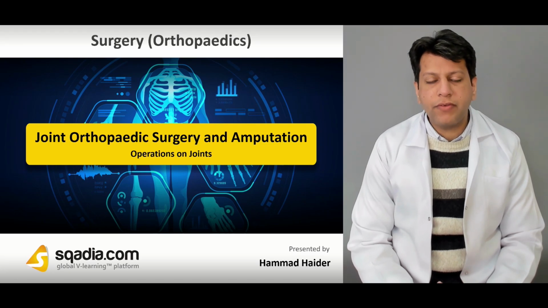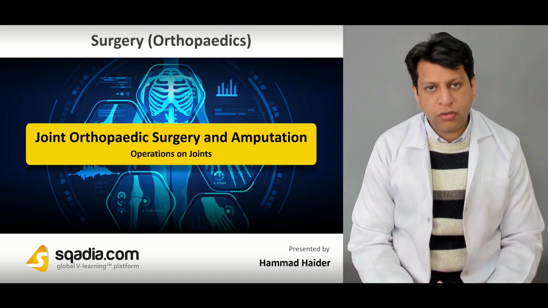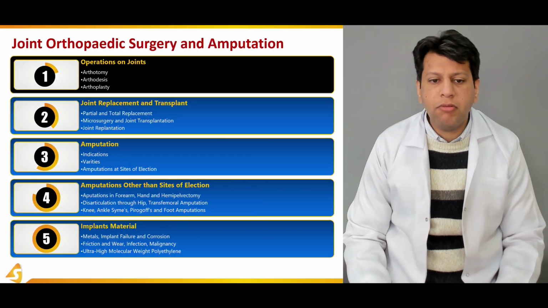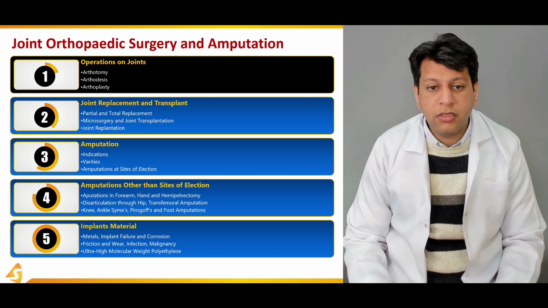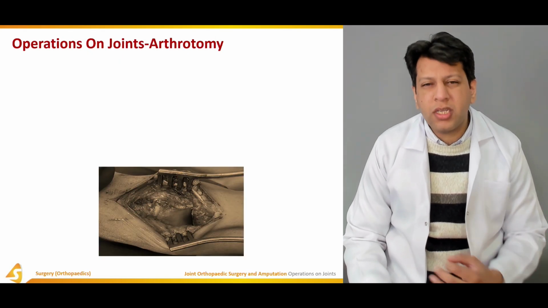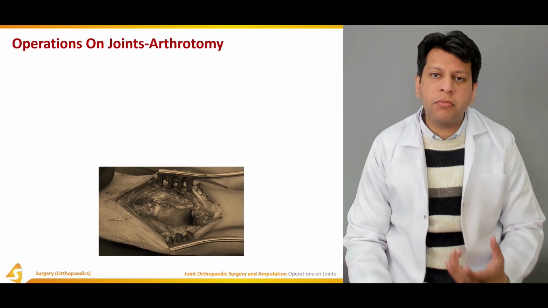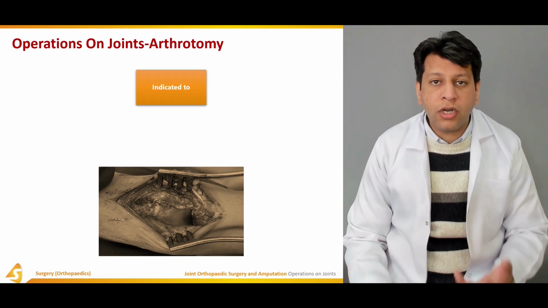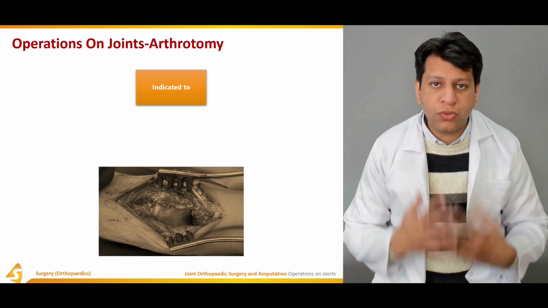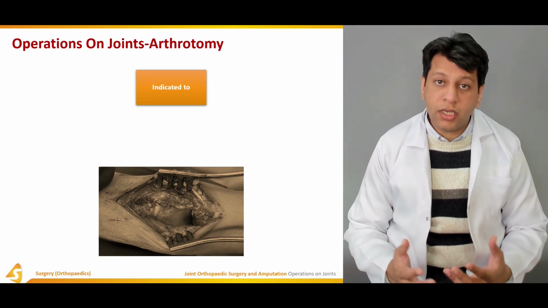Now, moving on to our first section, that is the operation on joints. We will be briefly discussing arthrotomy, arthrodesis, and arthroplasty. So, what is arthrotomy? What is otomy basically? As you know, otomy means to make a hole in any structure. So arthrotomy means to actually open up the joint and to see where the pathology is.